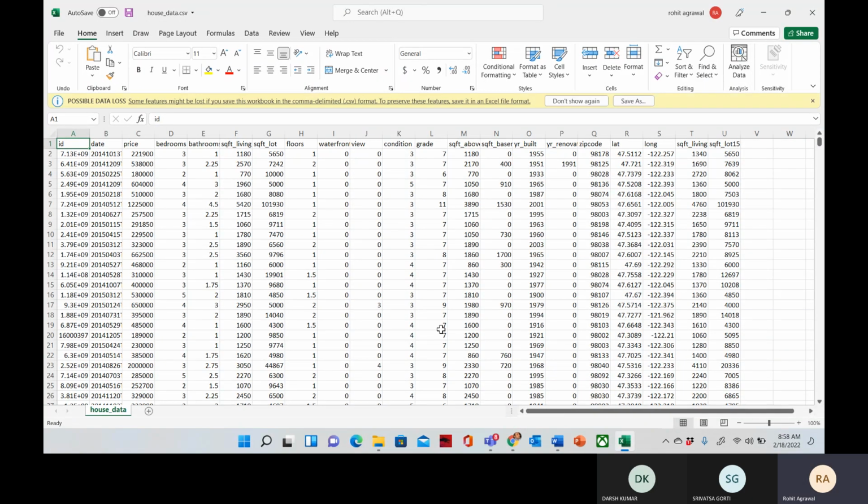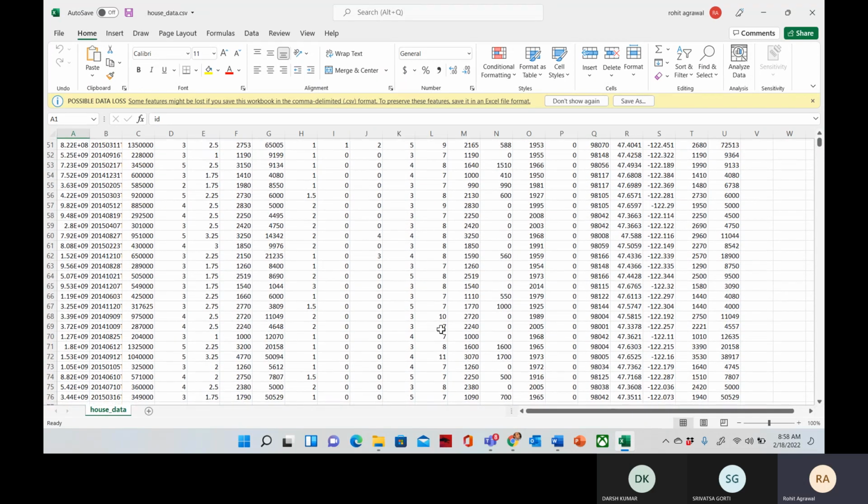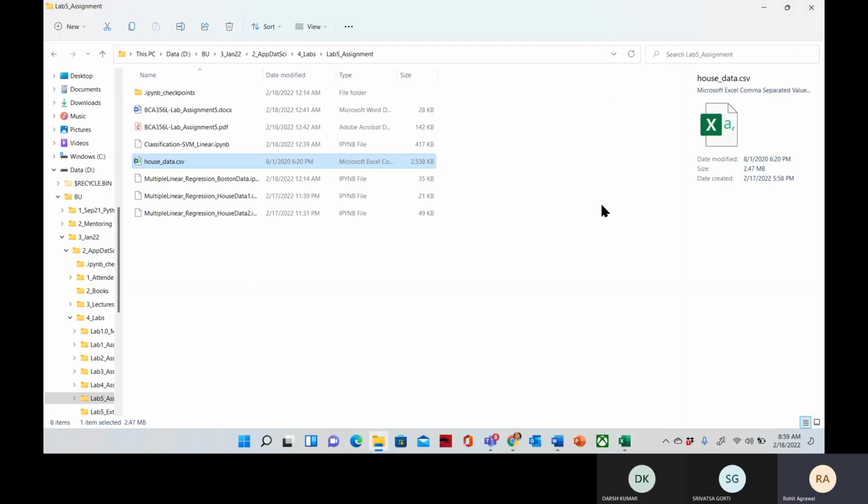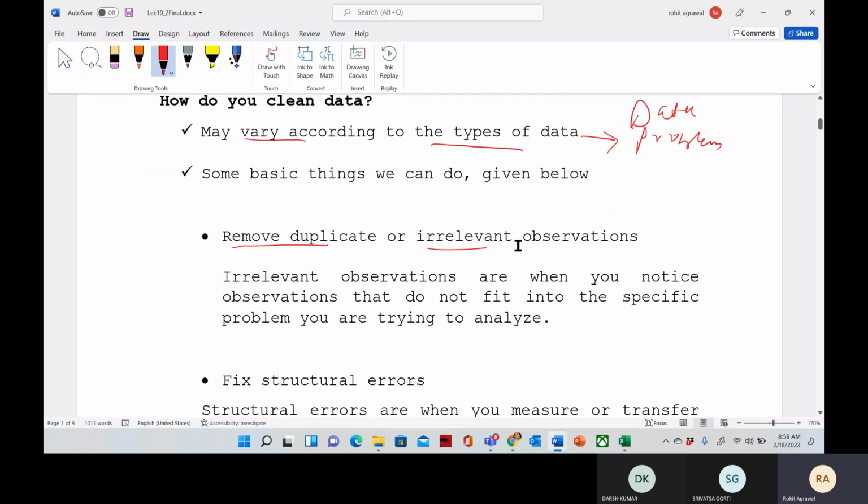I'm opening this data. Suppose in this data, in the square feet living, you can see that year built is in 4 digits. Suppose I have written 5 digits by mistake, or the zip code is 5 digits and by mistake we have written 6 digits. So you can say this is a kind of data that is irrelevant or messy.